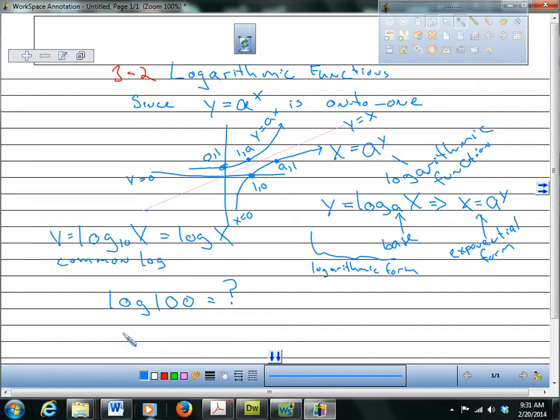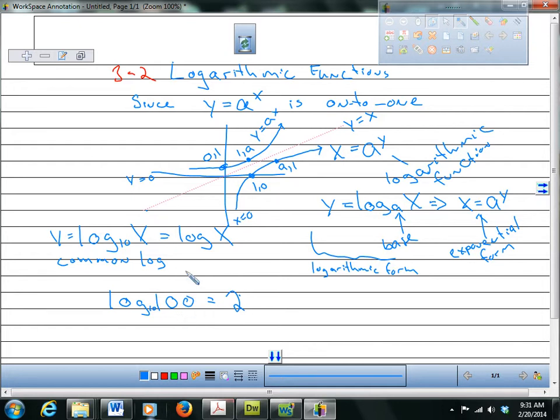What's the log of 100? Why? That's right. 10 squared is 100, because it says 10 to what power gives you 100. You understand that? A lot of times you have to think of it in exponential form, but it's saying the base here is 10, so 10 to some power gives you 100. 10 to the 2 power gives you 100, and so the answer to that is 2.